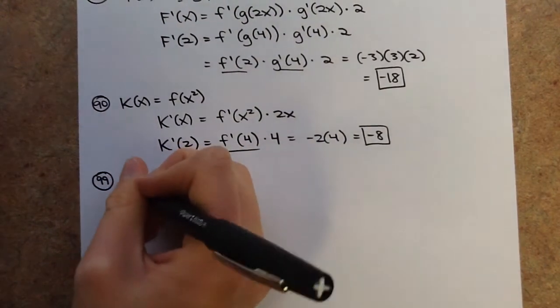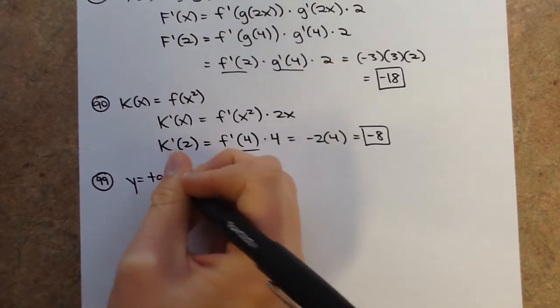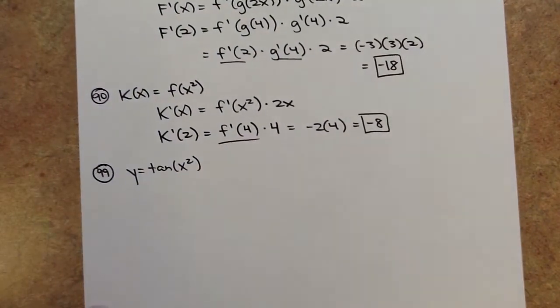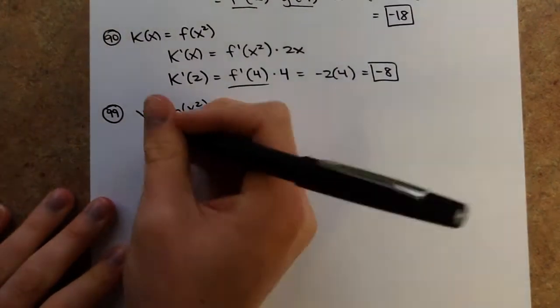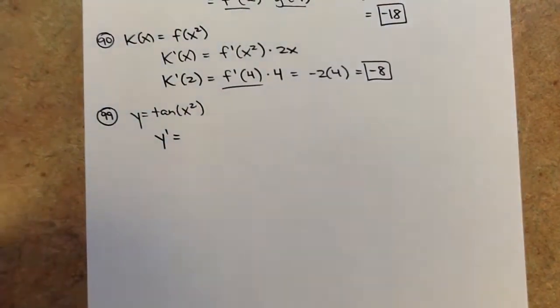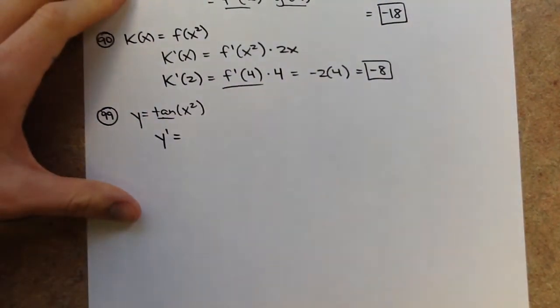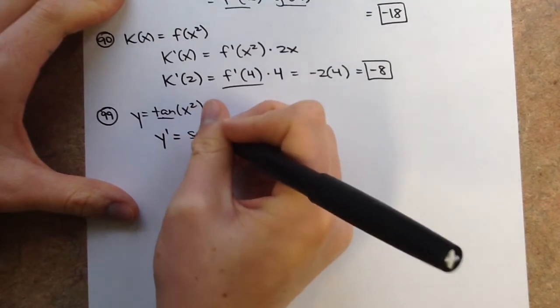Okay, so 99, I have y equals the tangent of x squared. So this one I am asked to find y double prime. So the first derivative, of course, is first, and then the second derivative. So y prime, the derivative of the main function, tangent, is secant squared.